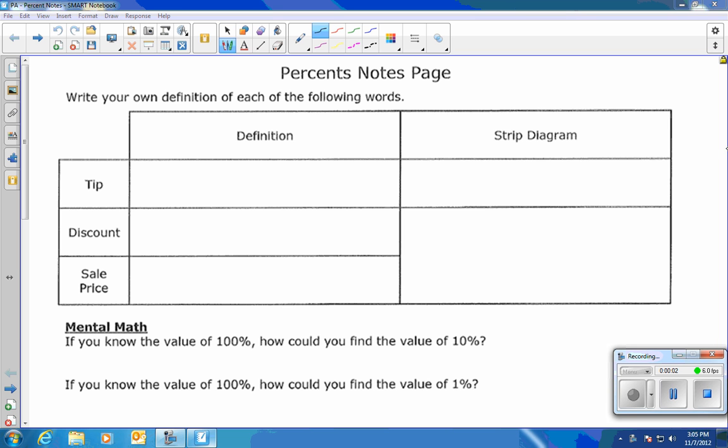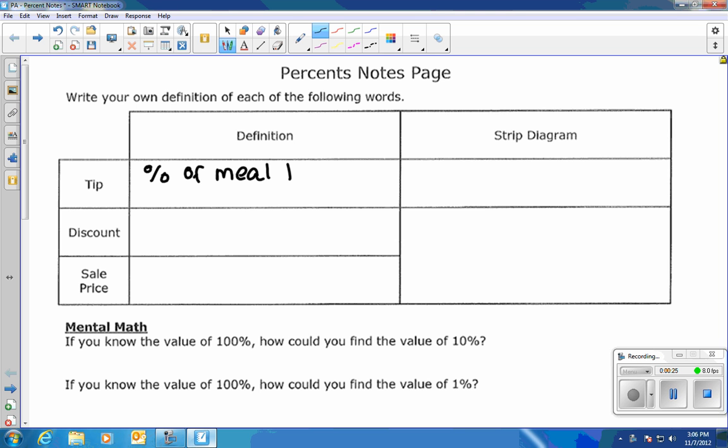This video is to go over the percent notes page that we did in class. There is an additional video that shows some alternate ways to solve problems like this that will be posted on this channel as well.